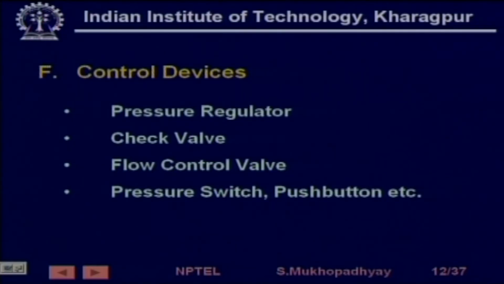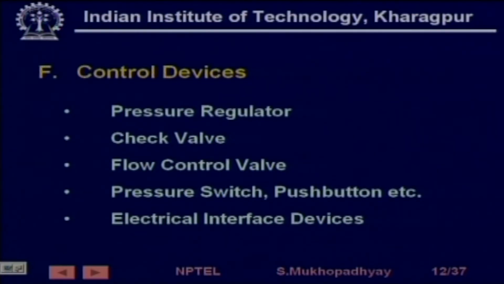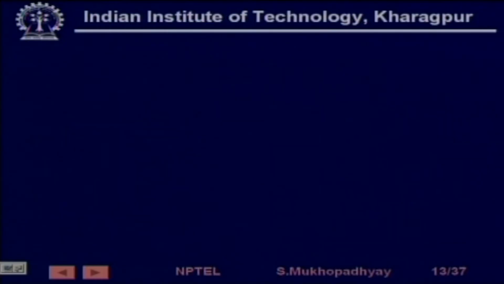Then, if you have feedback control, you can have various kinds of feedback elements like pressure switches, and push buttons for operator commands, and of course various kinds of electrical interface devices like I to P converters, for interfacing between electrical systems and pneumatic systems.